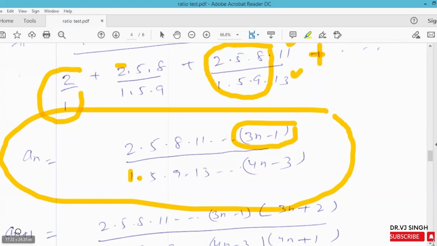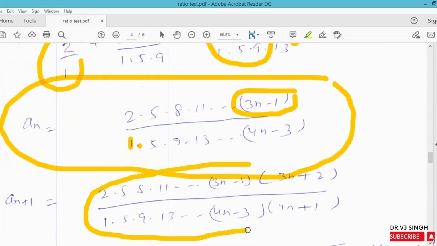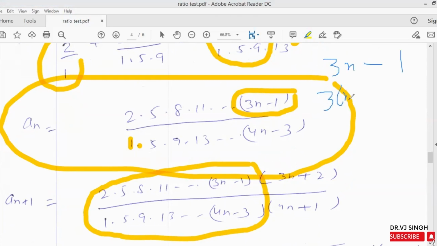So now what is the (n plus 1)th term? The (n plus 1)th term means the nth term remains the same, just one term more than it. How to find it? Just replace n by n plus 1. Here there is 3n minus 1. When we replace n by n plus 1, it becomes 3n plus 3 minus 1. When we calculate, this is 3n plus 2. Similarly, we find 4n plus 1. So any problem in finding the nth and (n plus 1)th term?